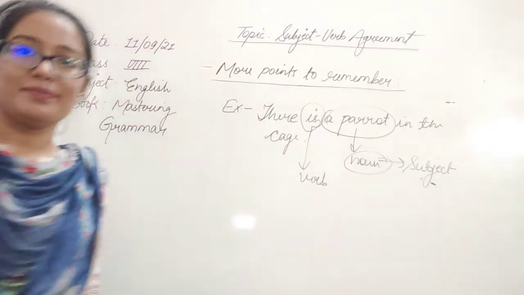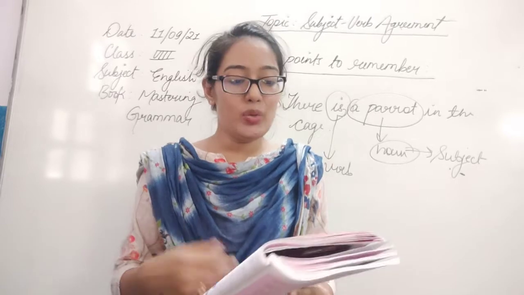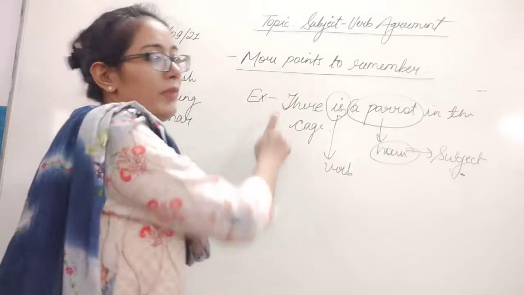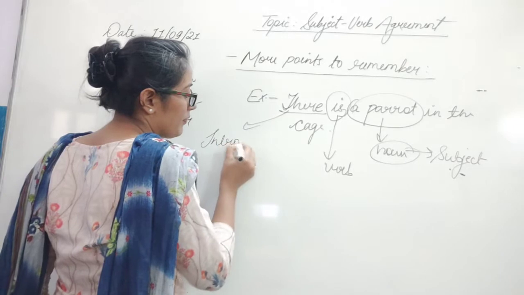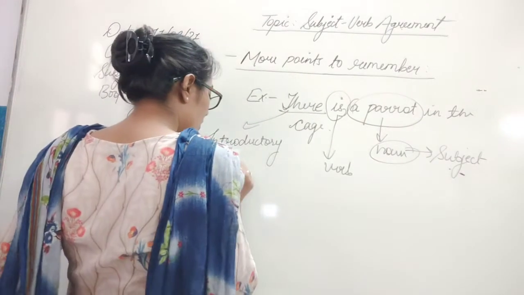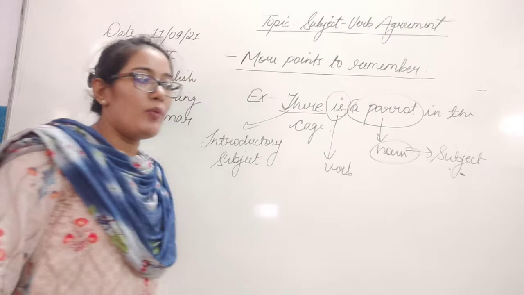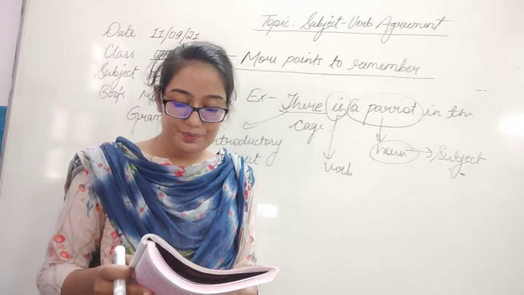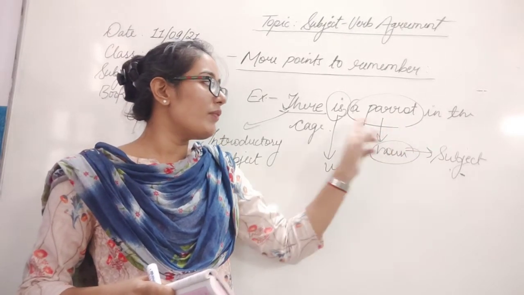Am I clear, students? So what happens beta? The subject, a parrot, becomes the actual subject in a sentence, and there is the introductory subject. Okay, from there the sentence is beginning, so there becomes the introductory what? Introductory subject. Okay, there becomes the introductory subject. A parrot becomes the main subject, and is becomes the verb. Am I clear? But see, a parrot, we are talking about a singular subject, so the verb is also singular.